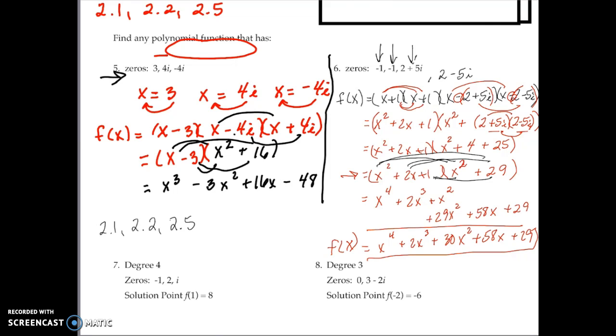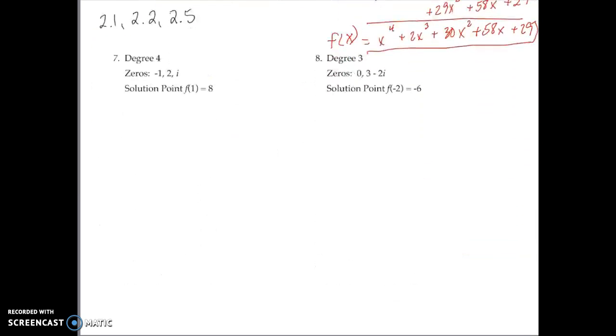But you'll notice the difference between 5 and 7. 5, it just gave you zeros. That was it. 7, you're given the degree, zeros, and solution point. So if the instructions use the word any, and there's no solution point, you write any equation. The instructions use the word the, you should have enough information to write an accurate equation with the correct value for the leading coefficients.